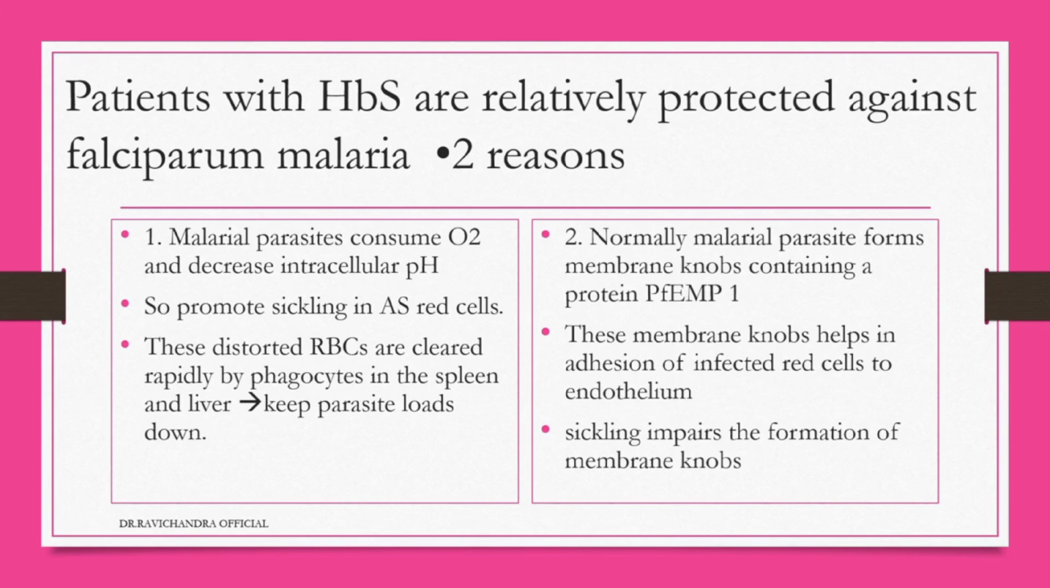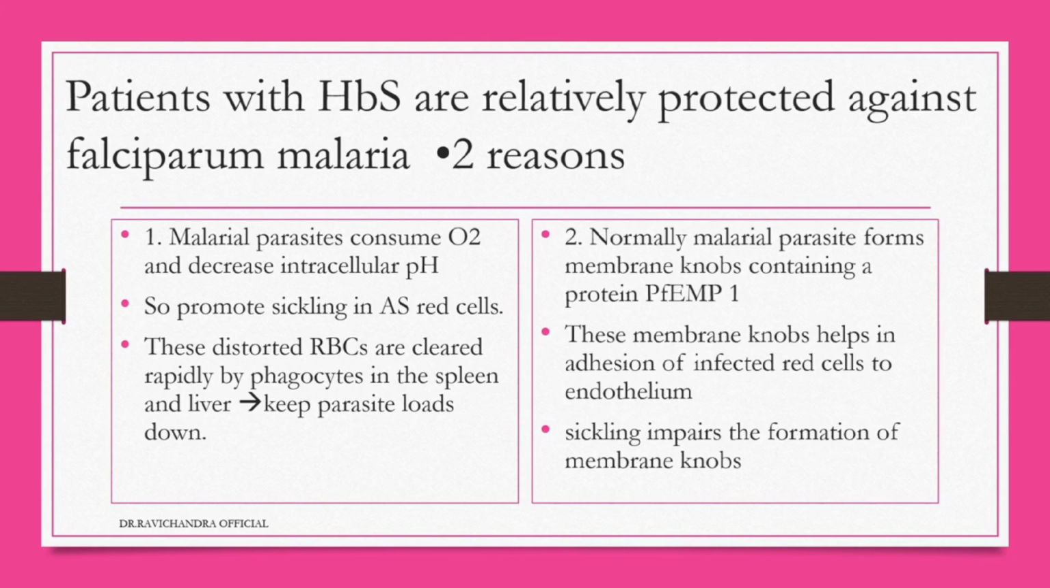The two reasons are: the first one, malarial parasites consume oxygen and decrease intracellular pH. So acidosis will promote sickling in these red cells. These distorted red blood cells are cleared rapidly by phagocytosis in the spleen and liver, and this results in reduced parasite load, as the parasites are removed there and then.